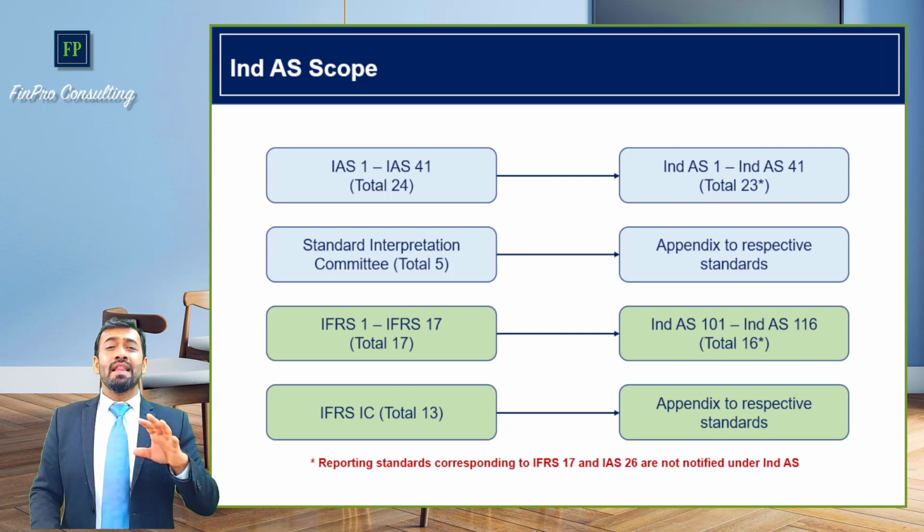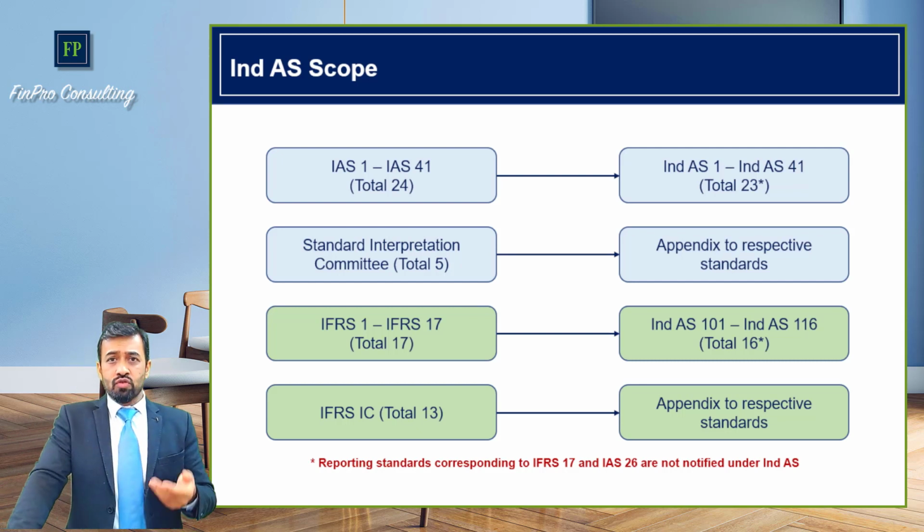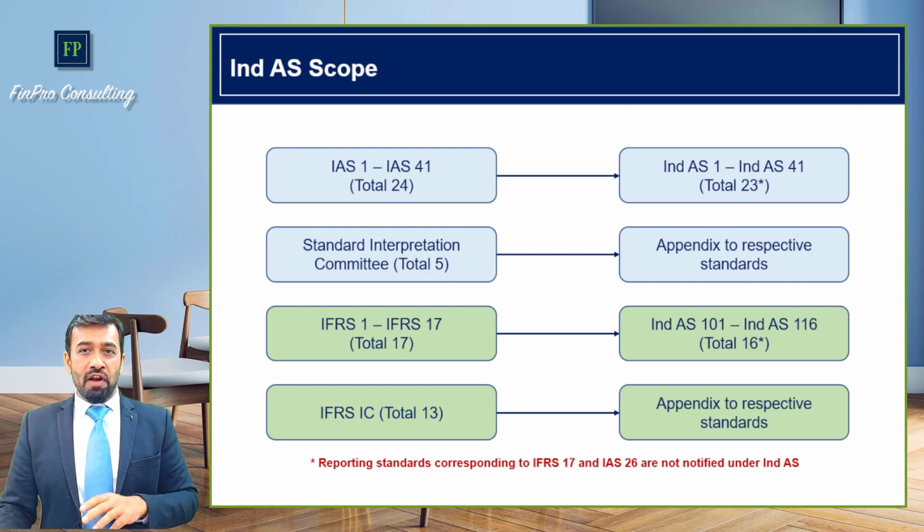Under IFRS, there are currently 41, but it will be reduced to 40 subsequently. There is only one standard which will not be there, which corresponds to IAS 26, reporting by retirement benefit plan. So this is the numbering situation or structuring under IFRS and under Ind AS. What I'm going to discuss next with all of you is the current situation of Ind AS adoption, converging with IFRS in India.